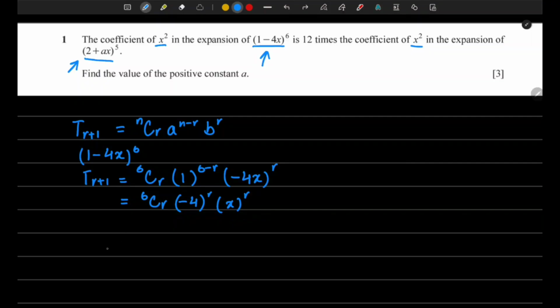Now when we get isolated x with some power, we equate this. Which term do we need? The x squared term. So we are equating x squared with x to the power r. As the bases are the same, we can compare the powers. So that means r is equal to 2. Now substituting r equals 2 back into the above equation.